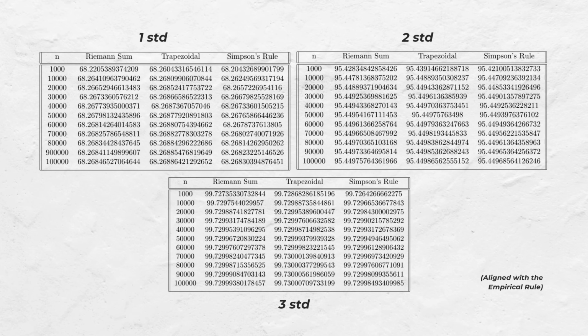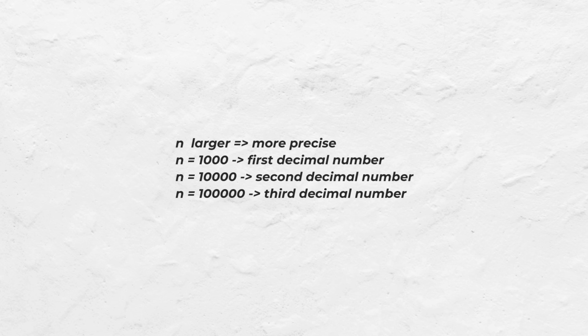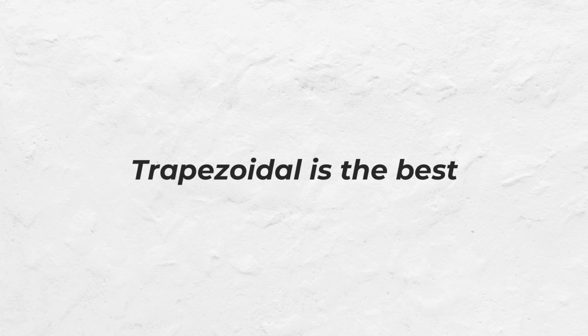Using our program, we generate approximately 68%, 95%, and 99.7% as the percentage of data within 1, 2, 3 standard deviations of the normal distribution equation, which is aligned with the empirical rule. The results become more precise when n gets larger, and Simpson's rule is expected to provide the most accurate estimation. However, our results suggest that the trapezoid technique is the most accurate.